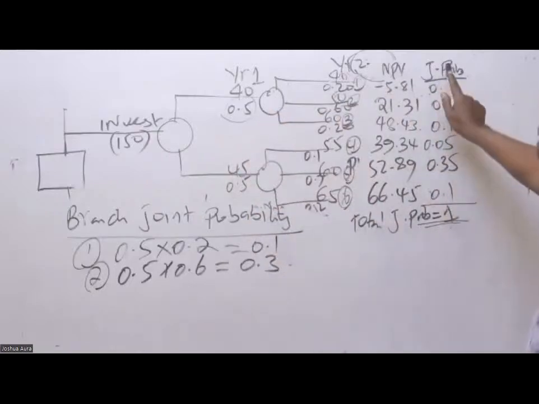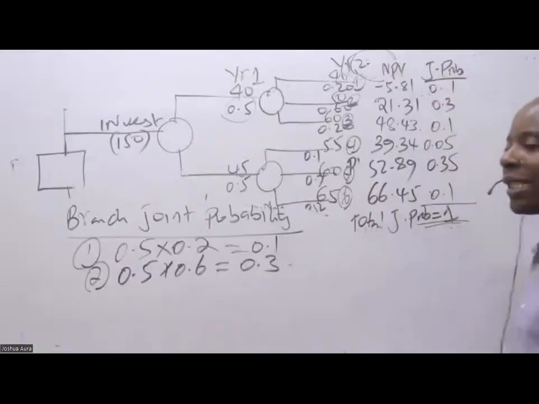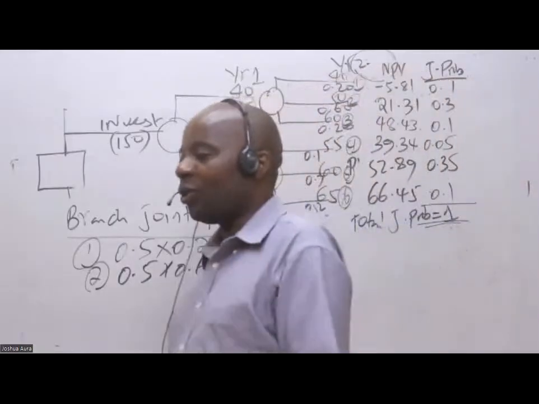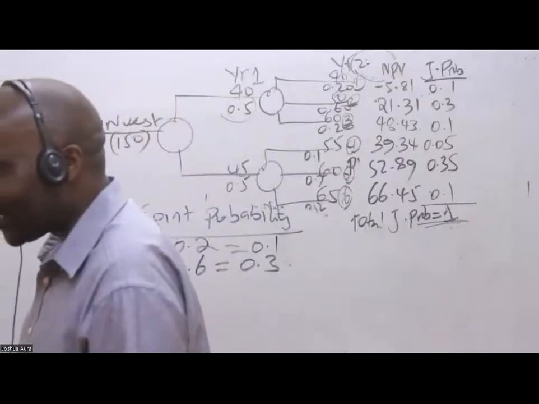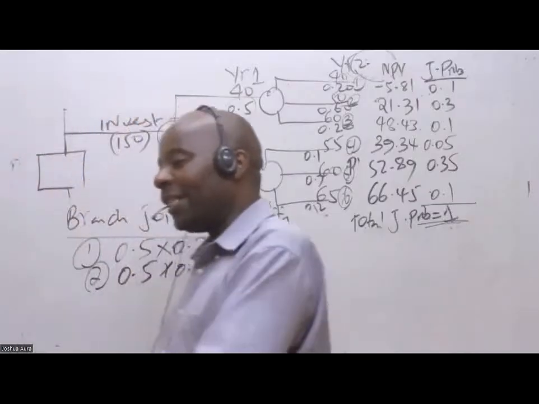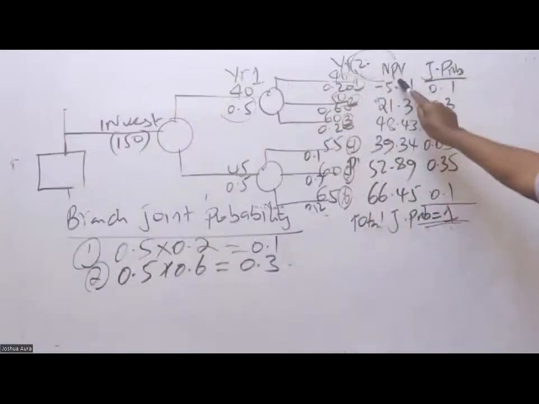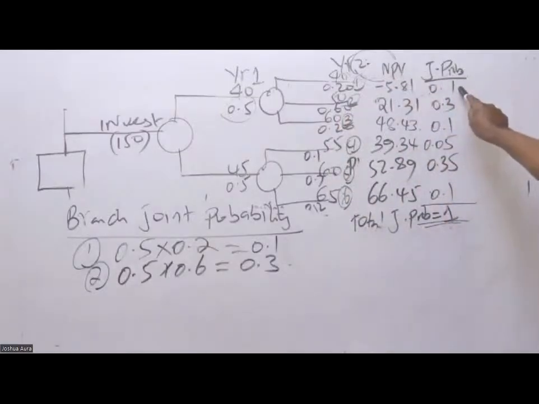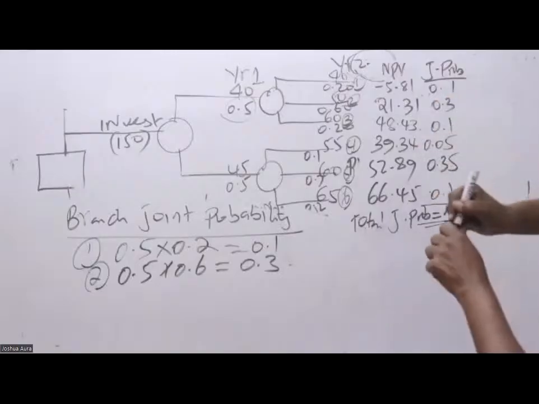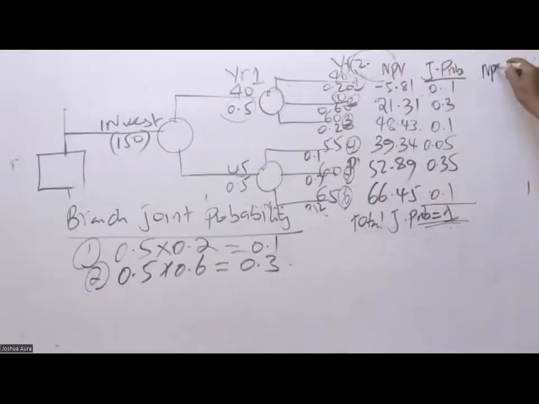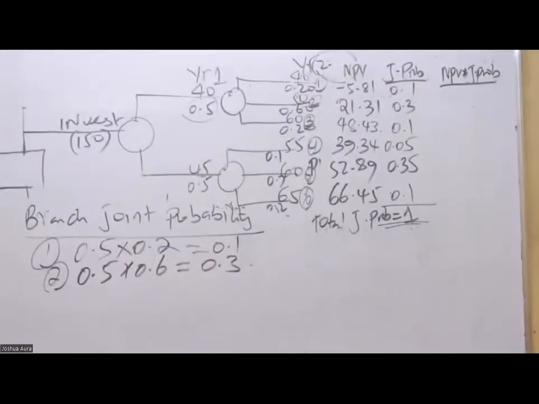So after getting the joint probability, what do you think will be the last step? Thank you very much, David. Now we need to multiply. We take this NPV and multiply here. So the last step is NPV times the joint probability. You multiply, you multiply, you multiply. We are multiplying now. Very fast, 2 decimal places.